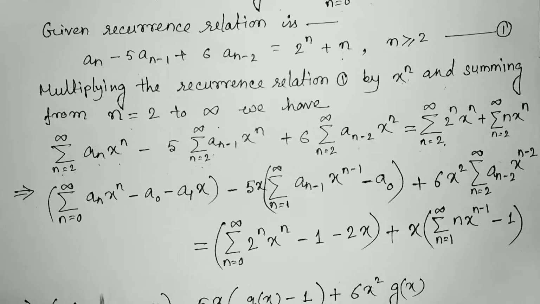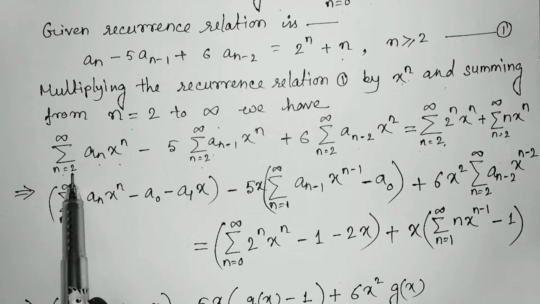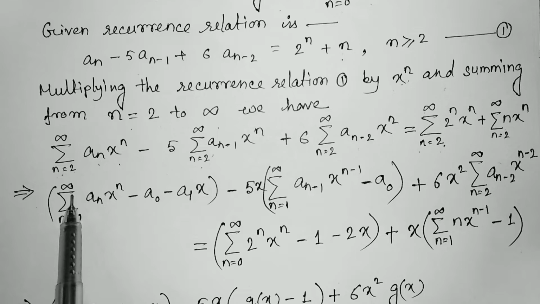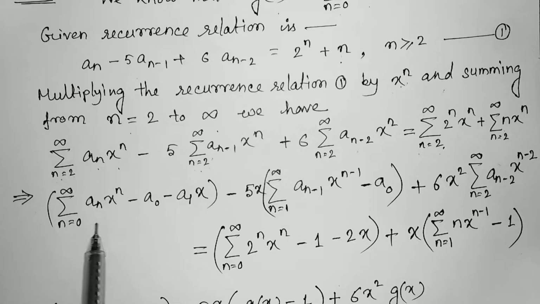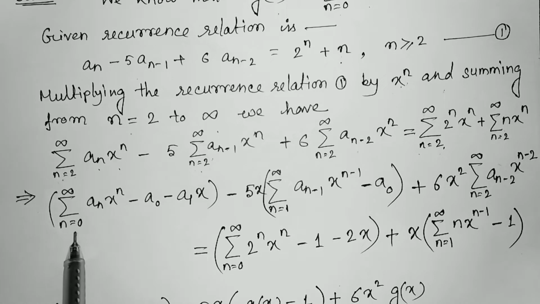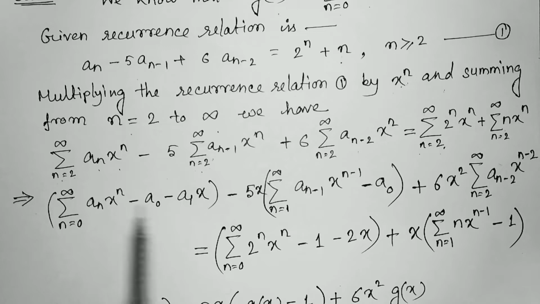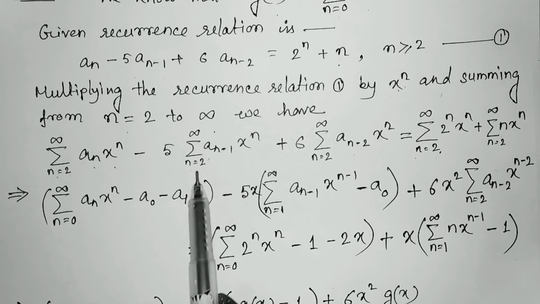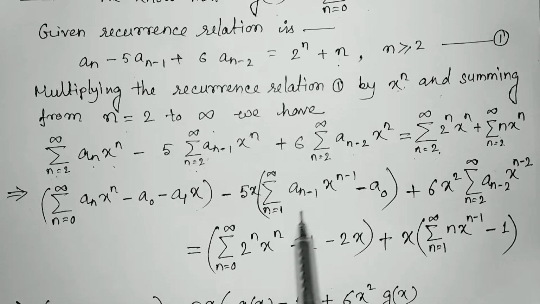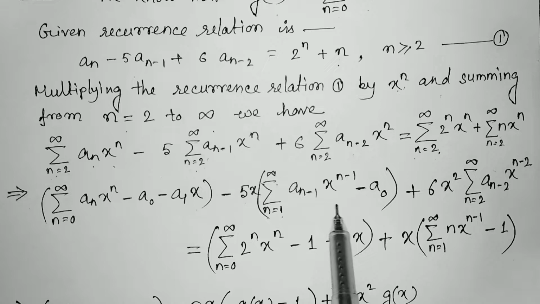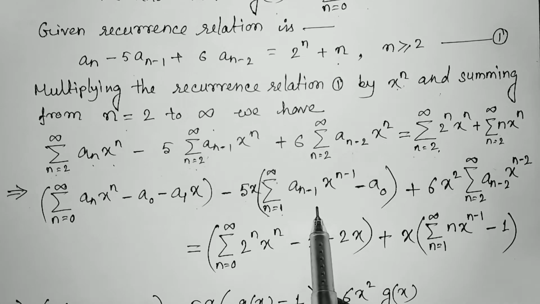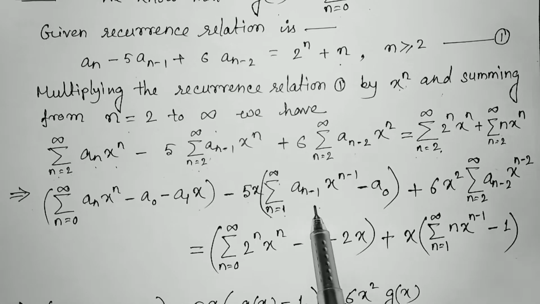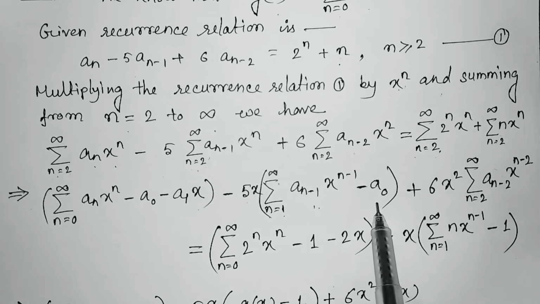Now as it is given from n equals 2 to infinity, we should convert it to n from 0 to infinity. But if we write so, then we have written two terms extra. One is when n equals 0, that is a0, and another one is when n equals 1, that is a1 times x. So we have to subtract these two. Now the next one, n from 2 to infinity, we should write it from n from 1 to infinity because it is a_{n-1}. So accordingly one extra term we have written, that is a0, which we should subtract.